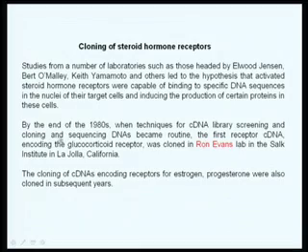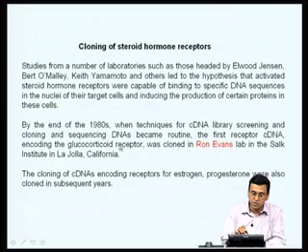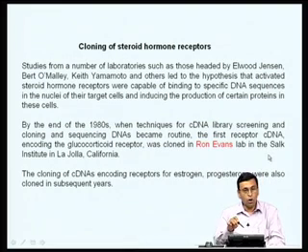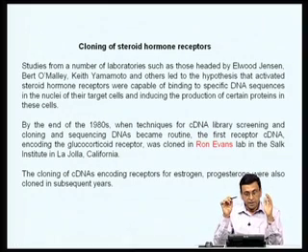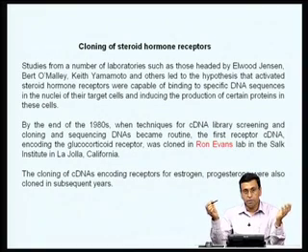Now by the end of the 1980s, when techniques for cDNA library screening, cloning, and sequencing of DNAs became routine, the first receptor cDNA, encoding the glucocorticoid receptor, was cloned by Ronald M. Evans at the Salk Institute in La Jolla, California, United States of America. So the 1980s, as I told you, was the golden era of biology, because the molecular biology techniques became available.